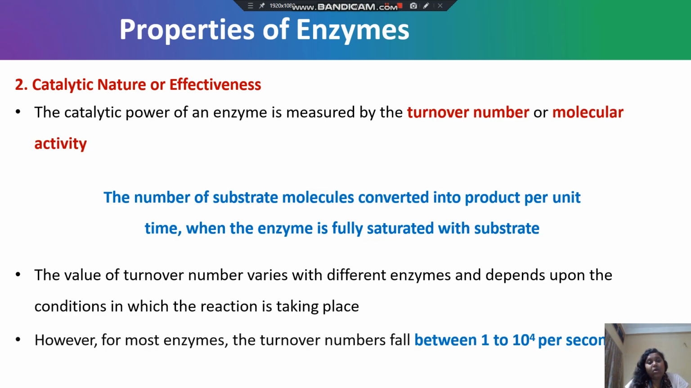The catalytic power of an enzyme is measured by the turnover number or molecular activity: the number of substrate molecules converted into product per unit time when the enzyme is fully saturated with substrate. The value of the turnover number varies with different enzymes and depends upon the conditions in which the reaction is taking place. However, for most enzymes, the turnover numbers fall between 1 to 10^4 per second.